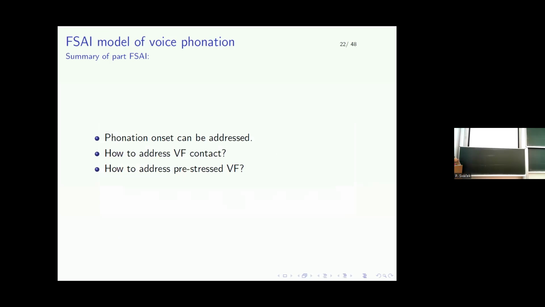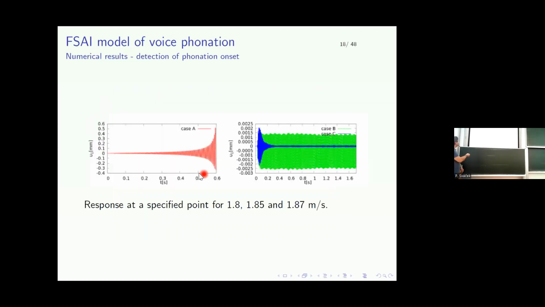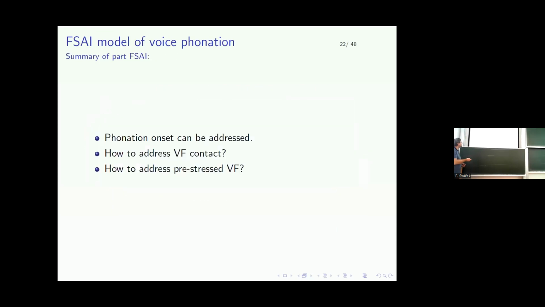But what we need to include in the model next? We can see that the phonation onset, the process of how the phonation starts, can be addressed by the simulation, but we are not able to continue our simulation during the phonation, because during the phonation, if I go back, the magnitude of vibrations is increasing, even if it's 0.5 millimeters, so it's exponentially increasing. And once the gap between the vocal folds is closed, the computation fails. Okay. So now the question is how to address the vocal fold contact, and we need to address it both in the structural model and in the fluid domain. And the second thing is how to address the nonlinearity.